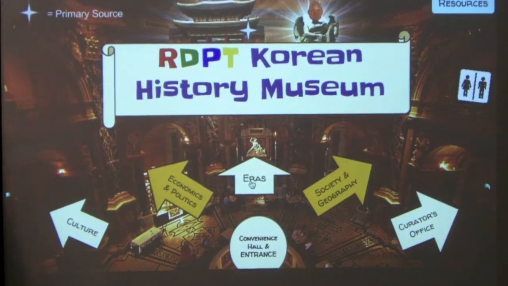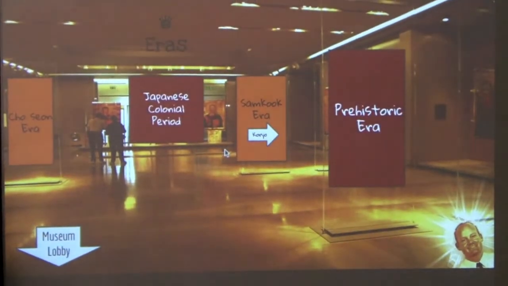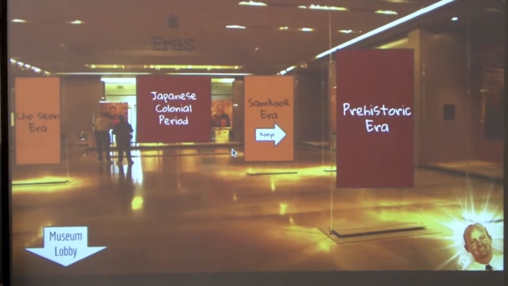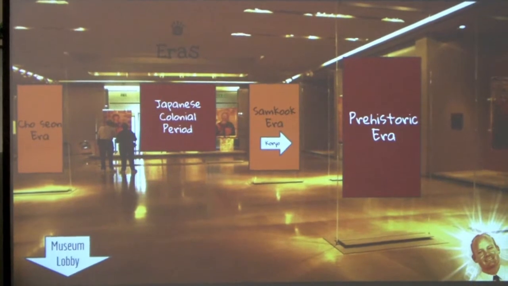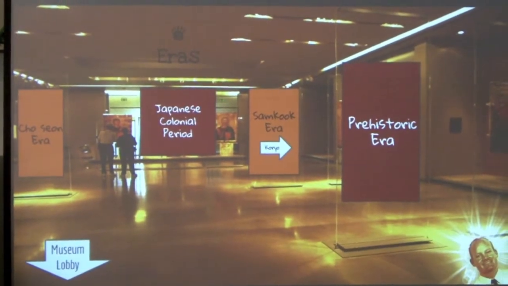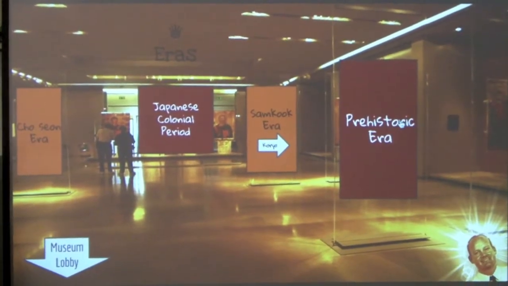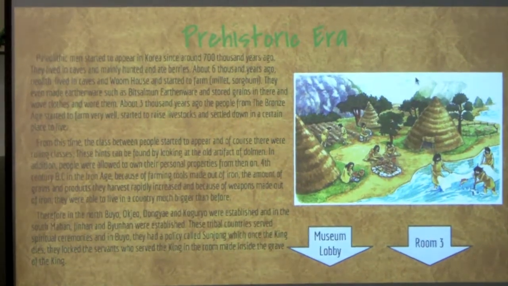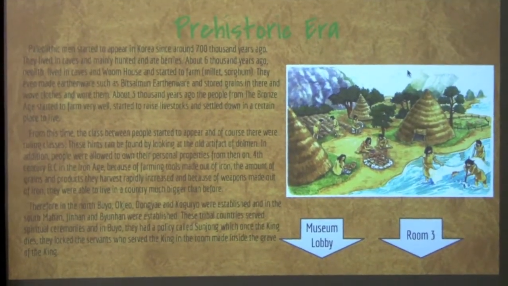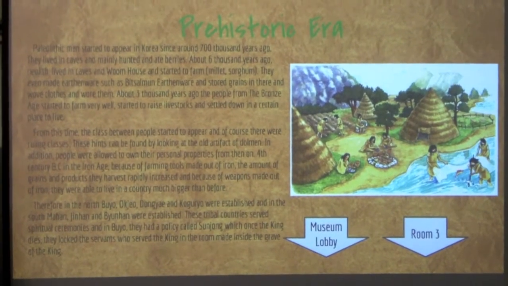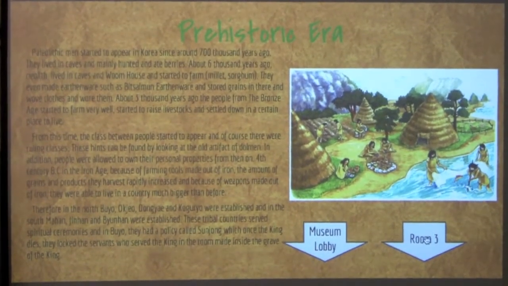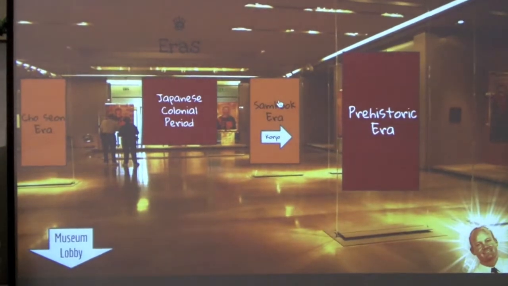The last one is the Eras exhibition. The Eras exhibition is divided into 4 exhibits, which are the prehistoric era, Samguk era, Joseon era, and the Japanese colonial period. The prehistoric era talks about different eras, where these people lived, and their lifestyle. This is the Hannibal Era.